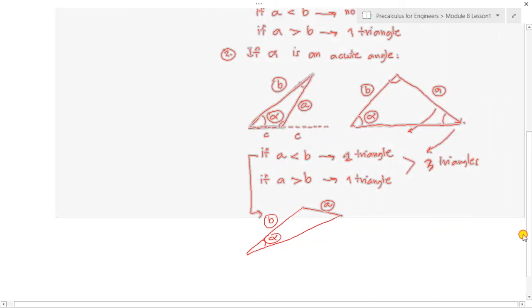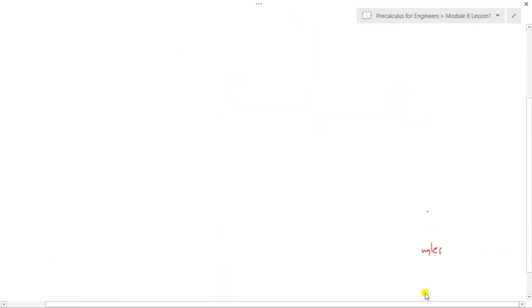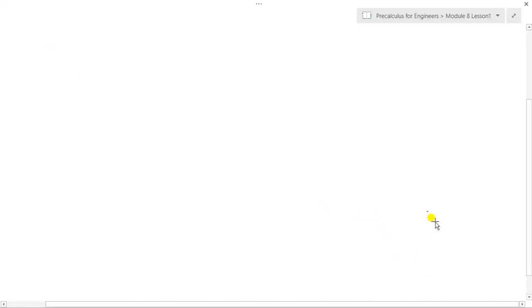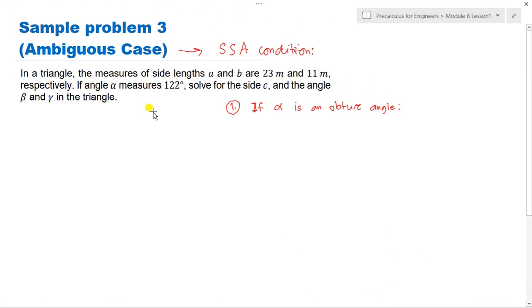Okay. So, since we have discussed the nature of our ambiguous case, we are now going to solve our first example. So again, the ambiguous case is for a type of triangle following SSA, where two sides and an angle are given. So, side-side-angle. Here, it states that in a triangle, the measures of side lengths A and B are 23 meters and 11 meters respectively. If angle alpha measures 122 degrees, solve for the side C and the angles beta and gamma in the triangle.